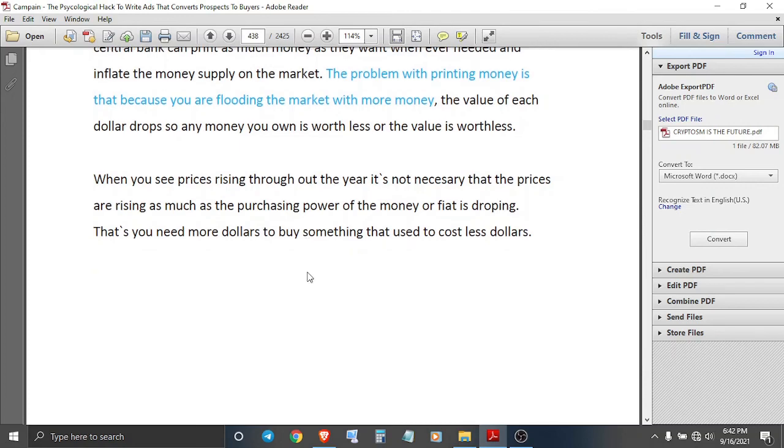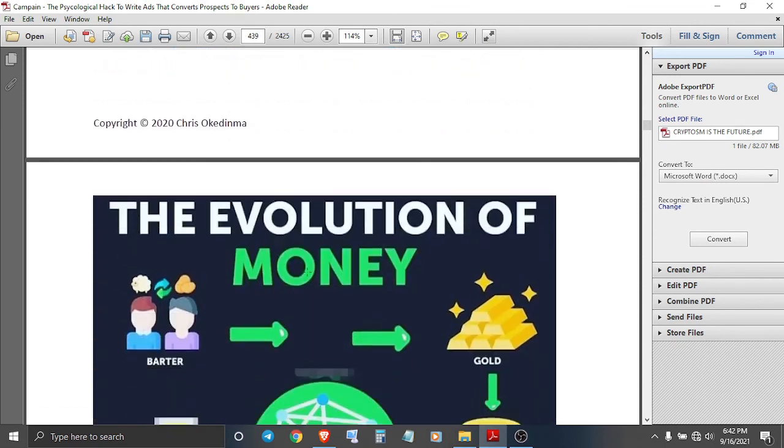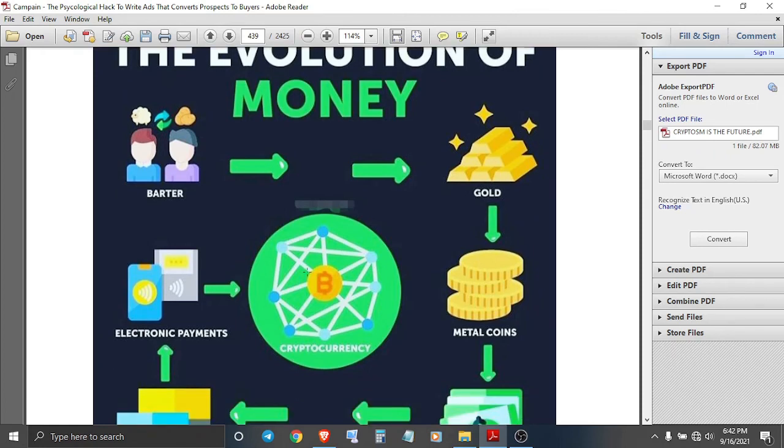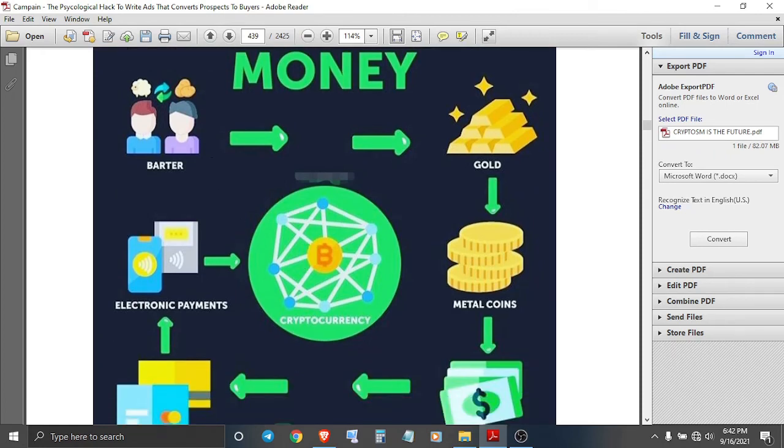So I want us to take a look at this picture, which explains the evolution of money well. We're done here, because this is like a summary of it all. I want us to understand it really well. In the next segment, we'll be discussing something pretty nice.